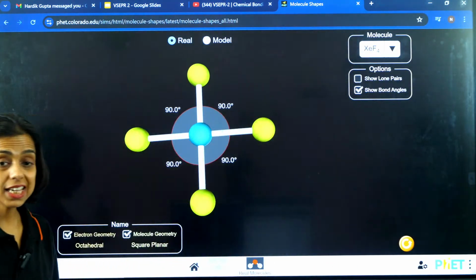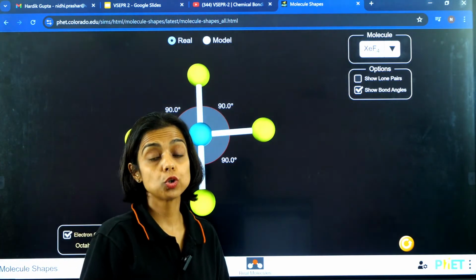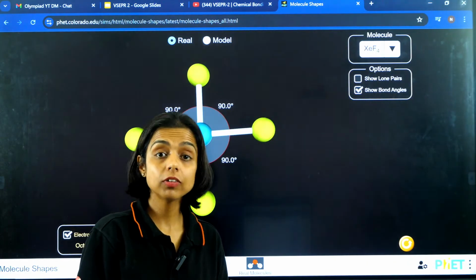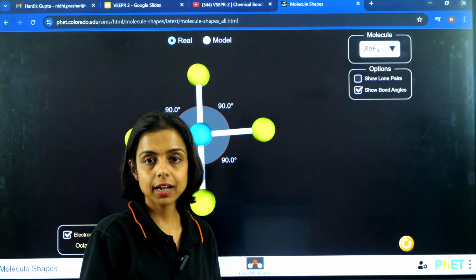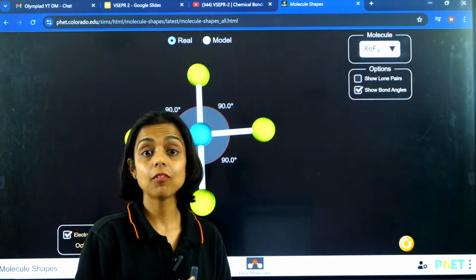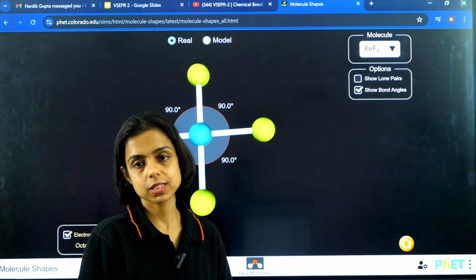So, these are the shapes of the molecules having lone pairs that you should know. You should know these molecular shapes along with the bond angles, especially the cases I took: ammonia, CH4, and water. They have been asked in NSEJS previously. You should know VSEPR theory.